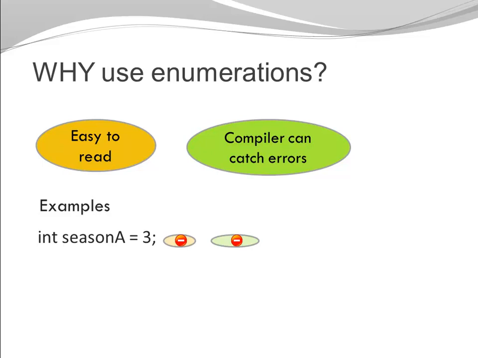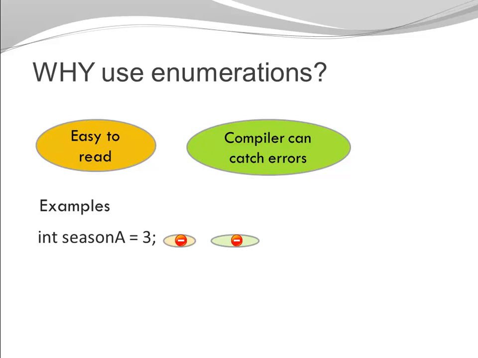I could create, for example, a variable seasonA as an integer because I know it has an underlying int value. And I could say, well, seasonA is 3. That's not easy to read. If I compare somewhere in my code, is seasonA 1? Then I have to remind myself, was one spring, was one summer? So not very intuitive, not easy to read.